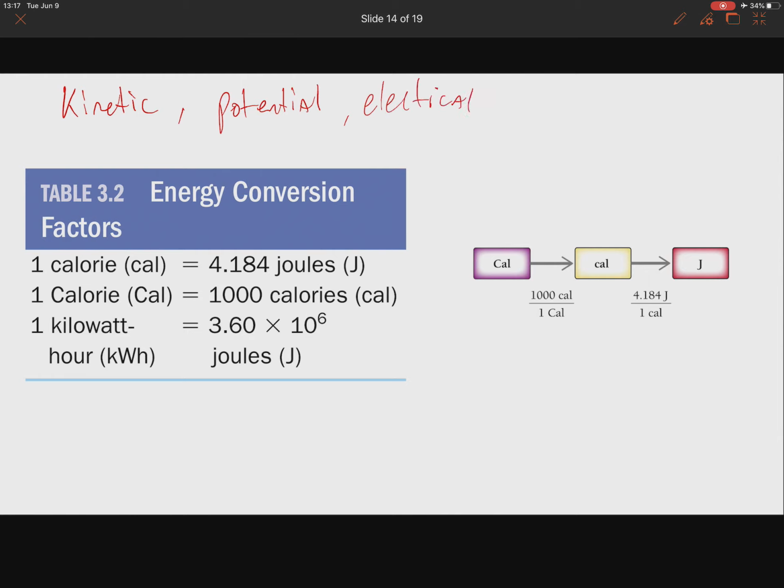There's electrical energy, the kind that you store up in your feet when you walk across the carpet with your socks on and then touch your little brother in the face. There's thermal energy. This is the energy associated with the random motion of atoms and molecules.